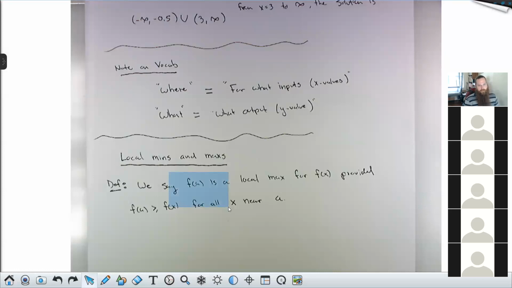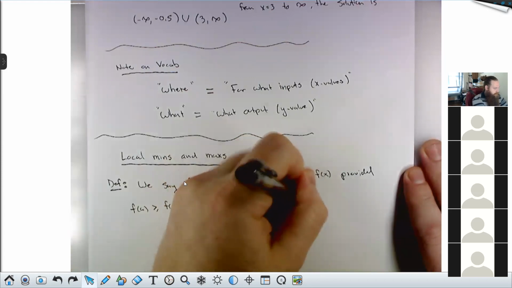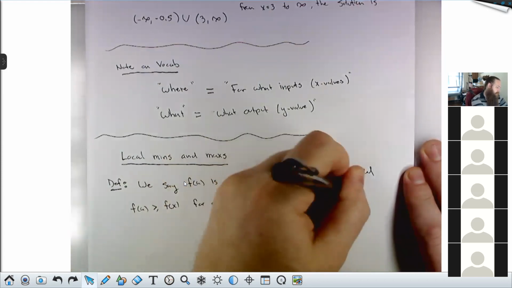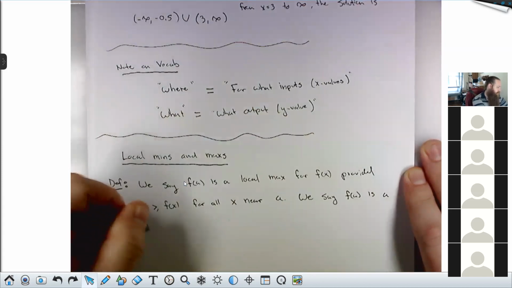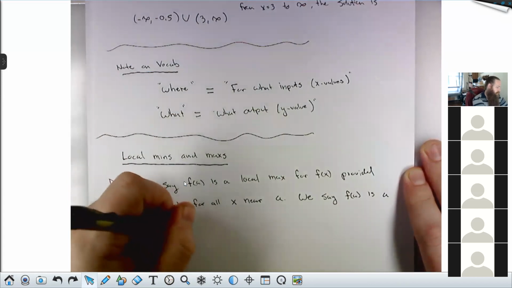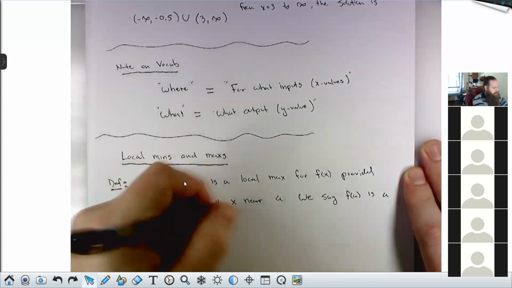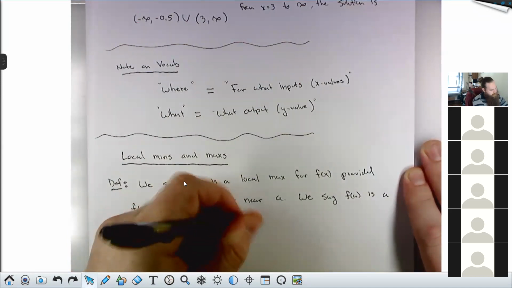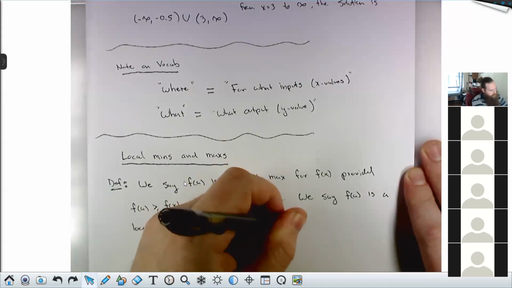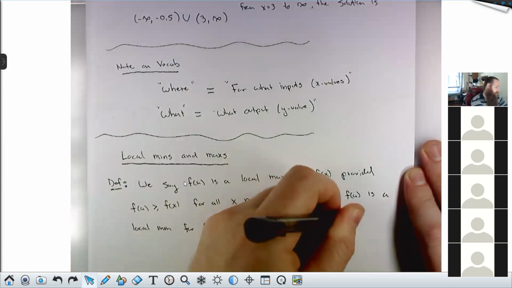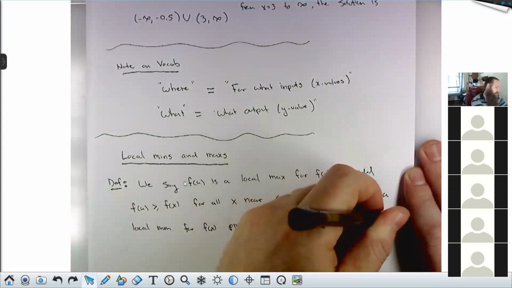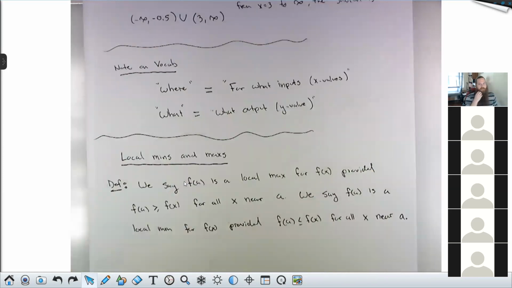Sorry, what is the max? f of a. Where is the max? a. Similarly, we say f of a is a local min for the function f, or for f of x, provided f of a is less than or equal to f of x for all x near a. And there's a little bit of bullshit in here.